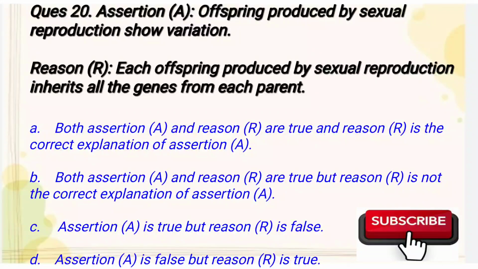Assertion: offspring produced by sexual reproduction shows variation. Reason: each offspring produced by sexual reproduction inherits all the genes from each parent.